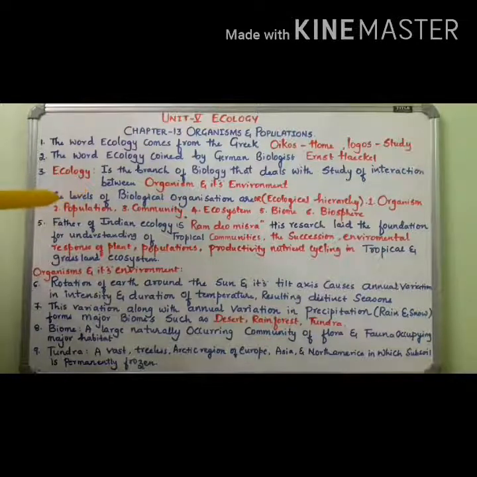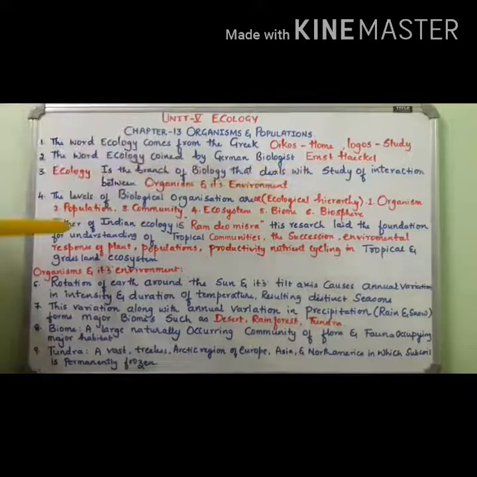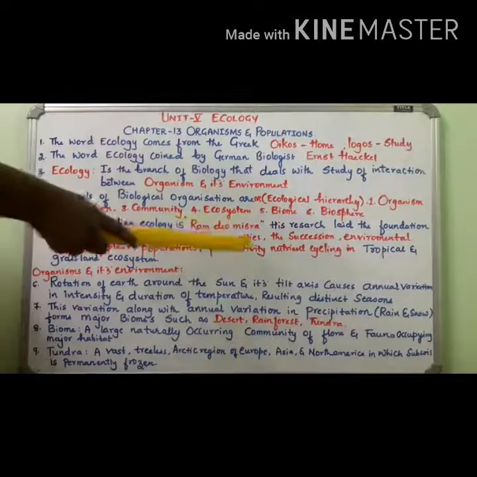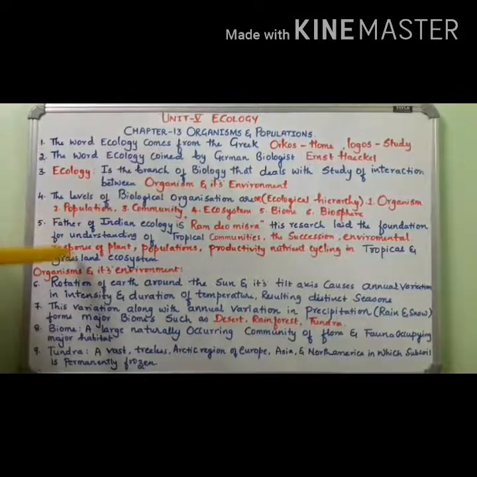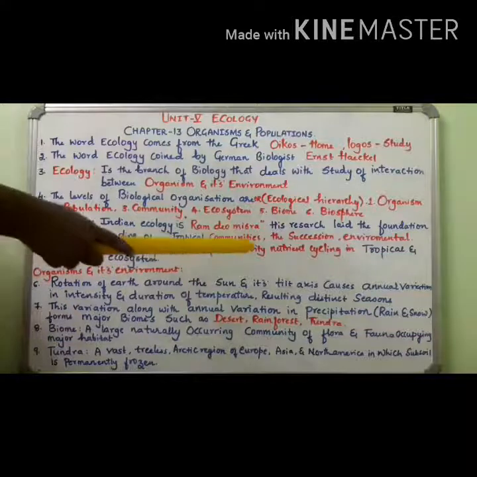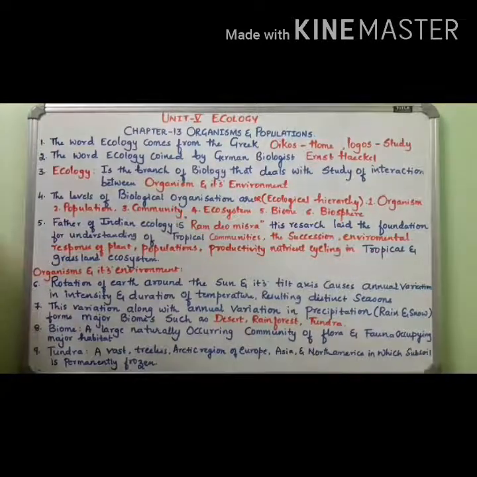Next, the father of Indian ecology is Ramdev Mishra. He laid the foundation for understanding of tropical communities, succession, environmental response of plants, populations, productivity, and nutrient cycling in tropical and grassland ecosystems. He established teaching and research in ecology at the Department of Botany of Banaras Hindu University. He conducted all these experiments at Banaras Hindu University, where he was a professor of botany.